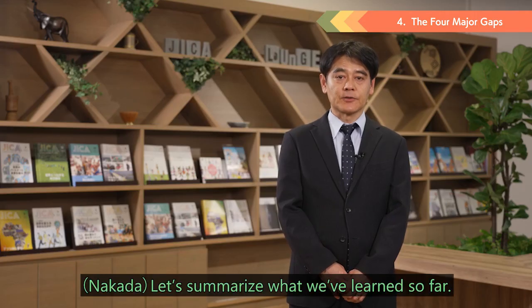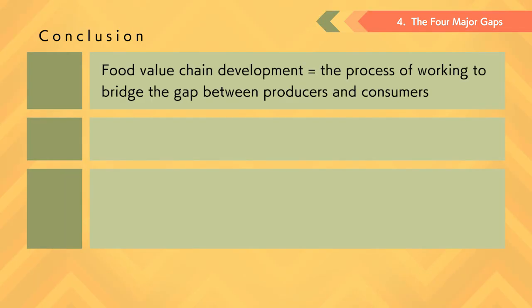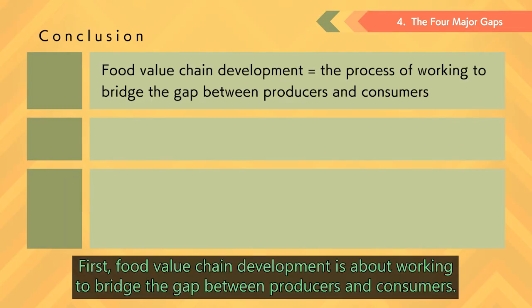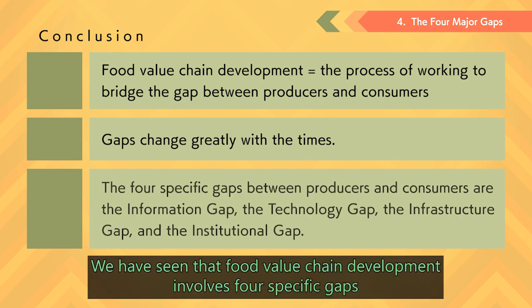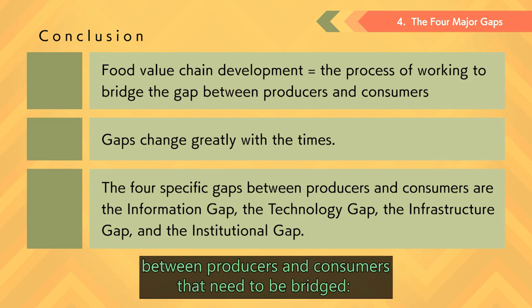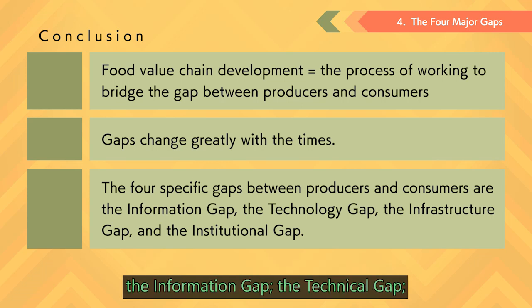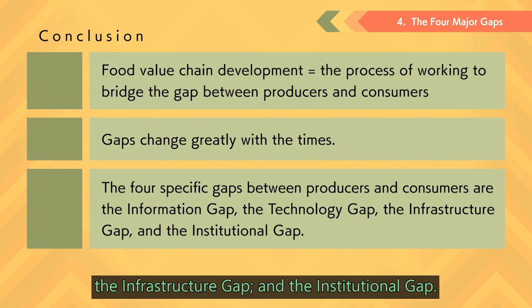Let's summarize what we've learned so far. First, food value chain development is about working to bridge the gap between producers and consumers. It is important to remember that this gap changes greatly with the times. We have seen that food value chain development involves 4 specific gaps between producers and consumers that need to be bridged: the information gap, the technical gap, the infrastructure gap, and the institutional gap.